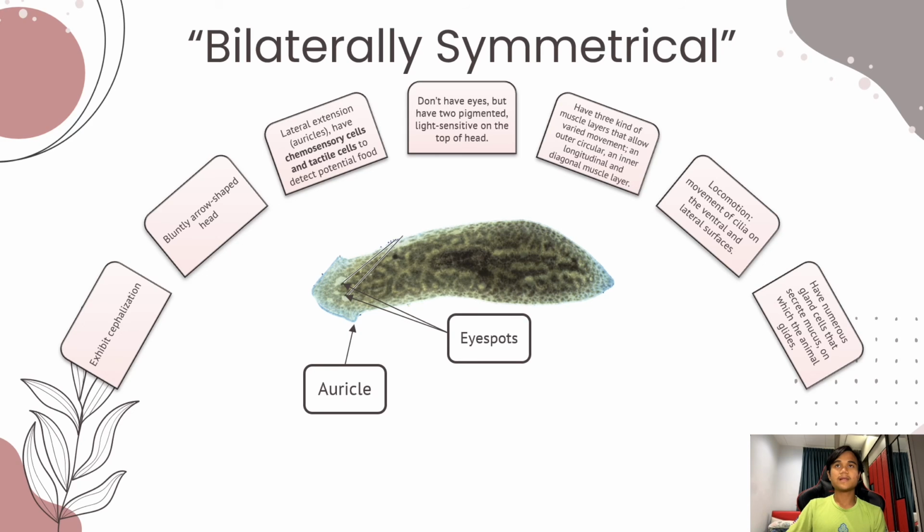Next, planarians have 3 kinds of muscle layers that allow varied movement. First is the outer circular, second an inner longitudinal, and the last one is the diagonal muscle layer. Planarians have locomotion, which is the movement of cilia on ventral and lateral surfaces. Planarians also have numerous gland cells that secrete mucus on which the animal glides. That is one of the ways the planarians will move.